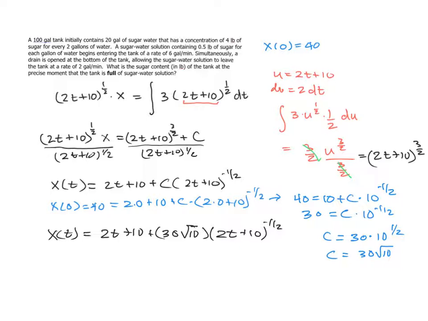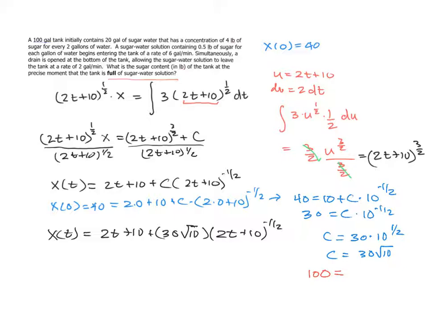So the next thing to do is now remember that this x of t is the pounds of sugar in the tank at time t. So the next thing to do is now figure out when the tank is actually full. And to do that, all we have to do is go down. Remember that the tank has 100 gallons capacity.